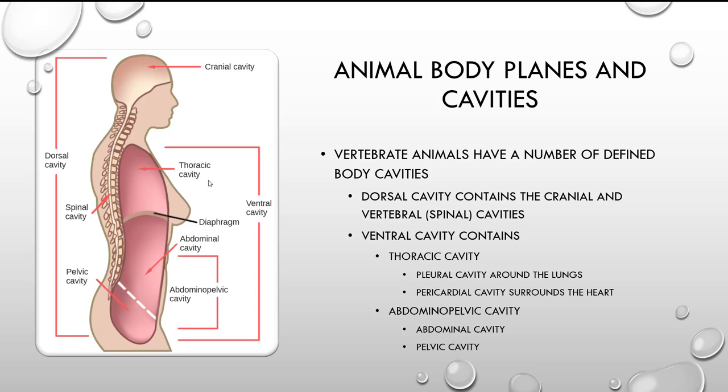Okay, so that basically encapsulates your ribs, under your ribs. And then you have your abdominopelvic cavity, which can be divided into the abdominal cavity and the pelvic cavity. The abdominal cavity is superior to the pelvic cavity. The pelvic cavity is inferior. All right.